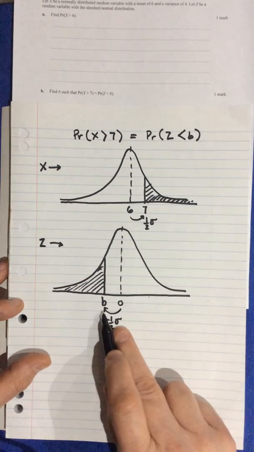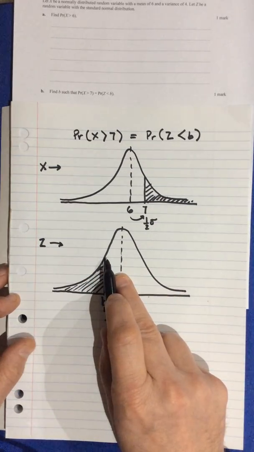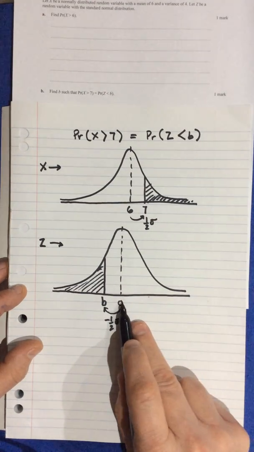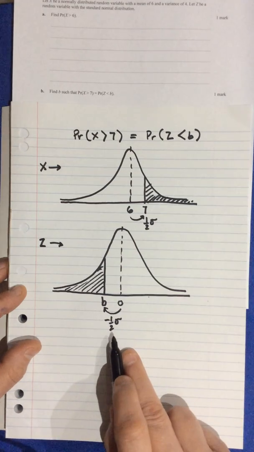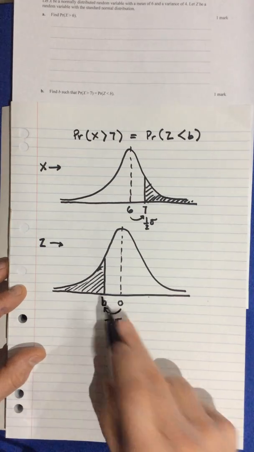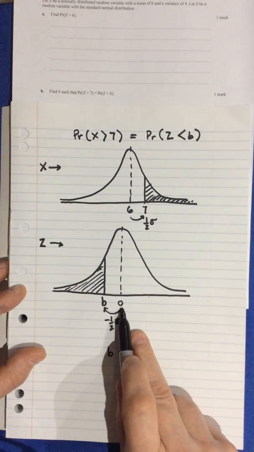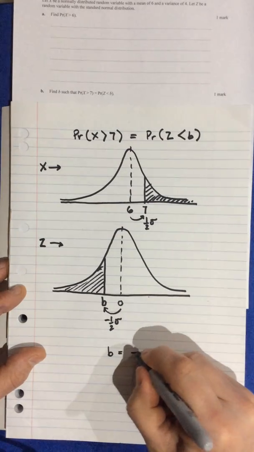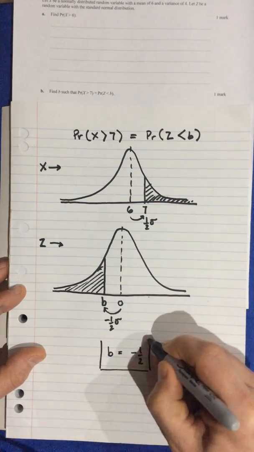What's a standard deviation in the Z distribution? Well, remember it was a standard normal distribution, so it's got a mean of 0 and a standard deviation of 1. So we've got to drop down half of one of those standard deviations. So what has B got to be? It's got to be half a standard deviation below 0, which means it's got to be minus a half. So B is minus a half.